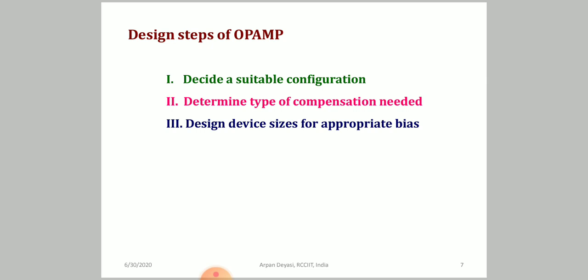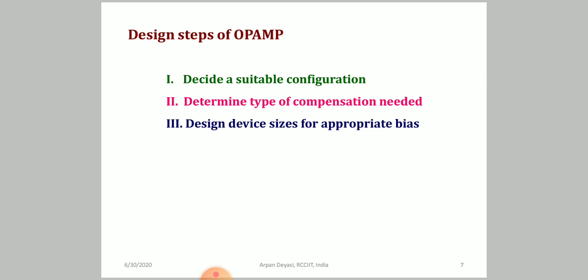After that, I am going to the design steps of the op-amp. There are 3 fundamental design steps. Number 1, decide a suitable configuration. Number 2, determine the type of compensation model. Compensation means, I am again referring to my lecture 1, which is phase, frequency or current compensation. And step 3, design device sizes for appropriate bias.